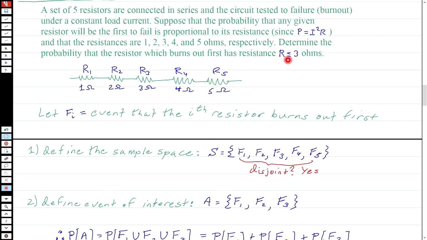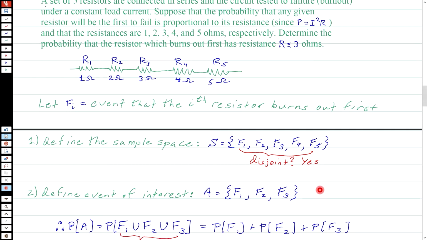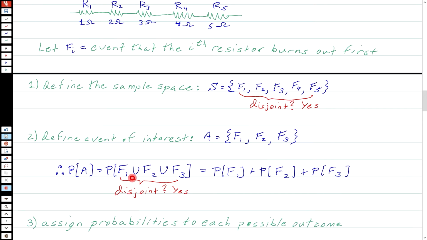Note that this was less than or equal to 3, so we included R3, or the event F3, in our event of interest. So the probability of A then is the probability of F1 occurring, or F2, or F3. As we mentioned, these are disjoint, so it's just equal to the probability of F1 plus F2 plus F3. And I don't have to worry about subtracting or adding in any of those intersections.